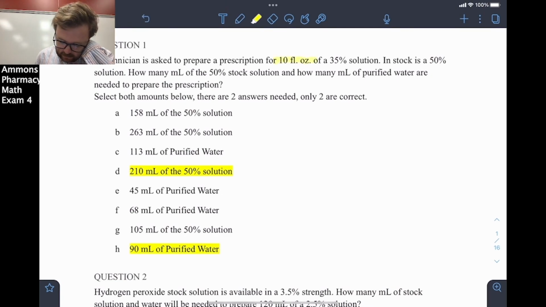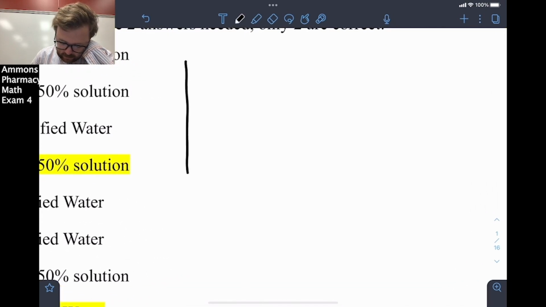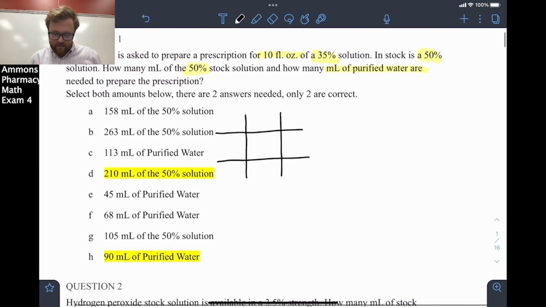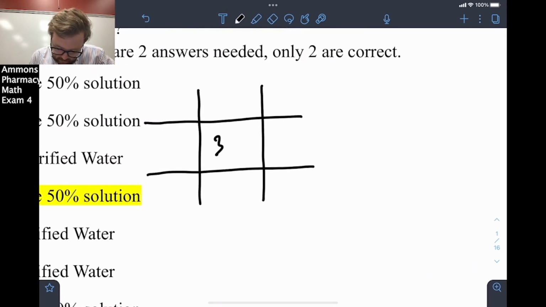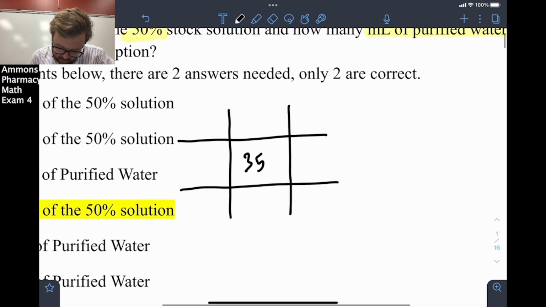So we have 10 ounces, 35%. We have a stock solution that's 50%. How many mils of 50 and how many mils of purified water are needed? Okay. So right off the bat, I know that's an alligation because I'm trying to make something. So I'm going to start with my desired in the middle. So we need 10 ounces of a 35%. We have 50 and water.